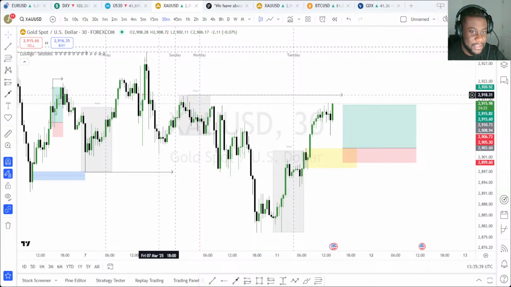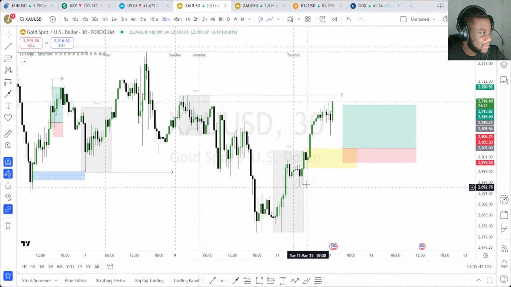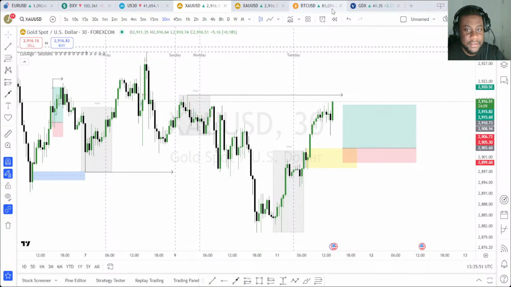It's saying I got 16 tabs open on TradingView when I don't. I've got one, two, three, four, five, six, seven. It's just a normal amount. Well, for me, anyways.